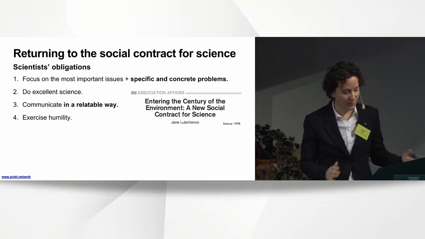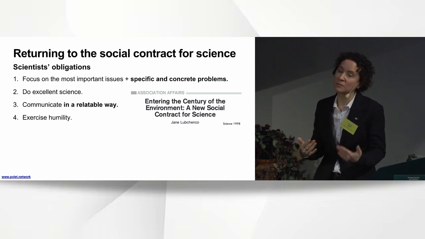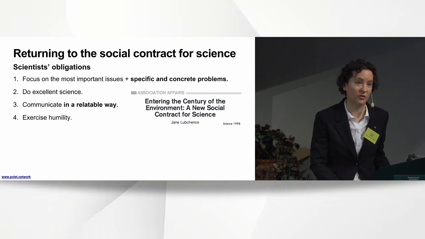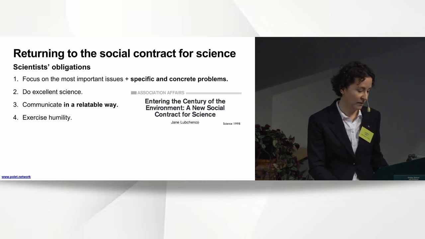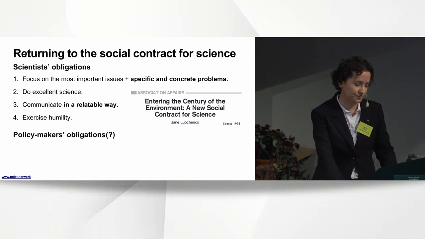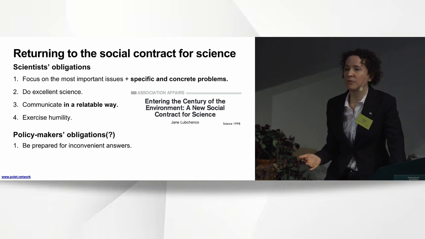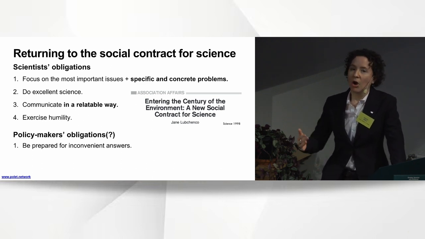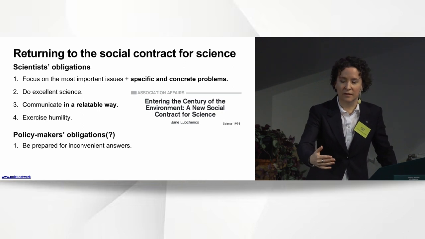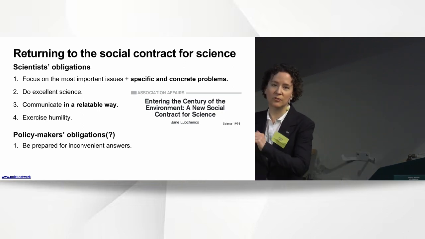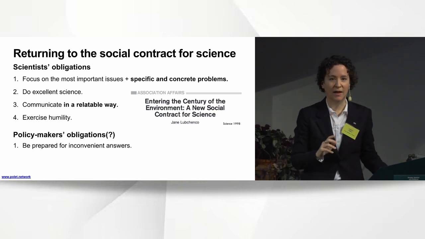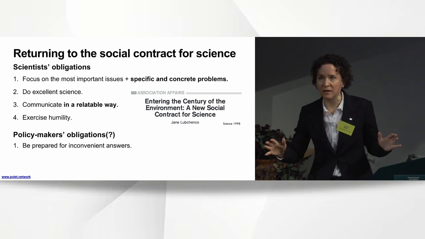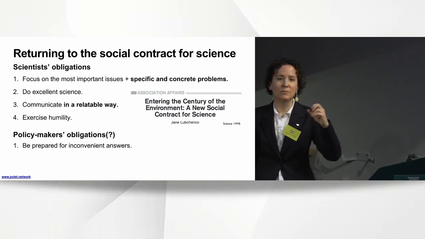But I'm going to step outside of my own humility now and suggest maybe there's also some obligations for society and for policymakers here. And I'm going to suggest two. One is be prepared for inconvenient answers. Often policymakers come to science and say, well, can you show us how to do this? Can you show us how to do that? And we need to be prepared that sometimes this or that may not be feasible.